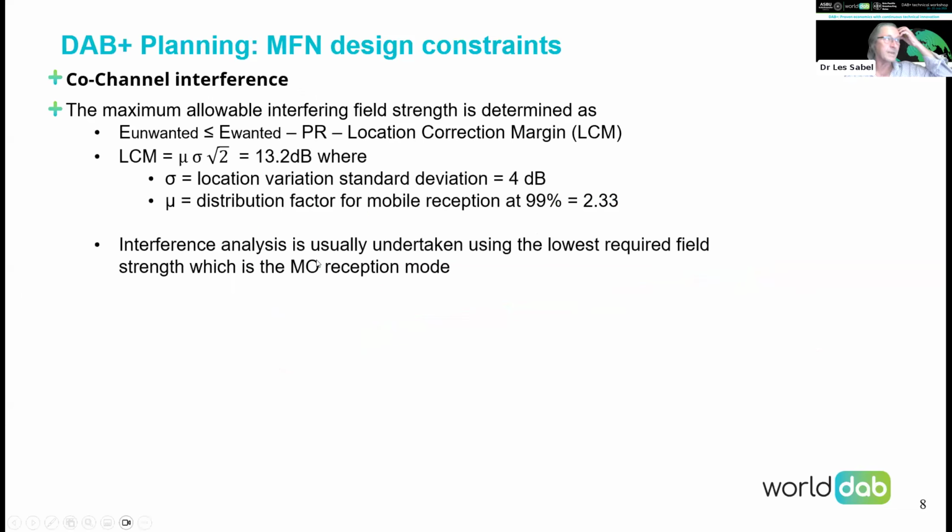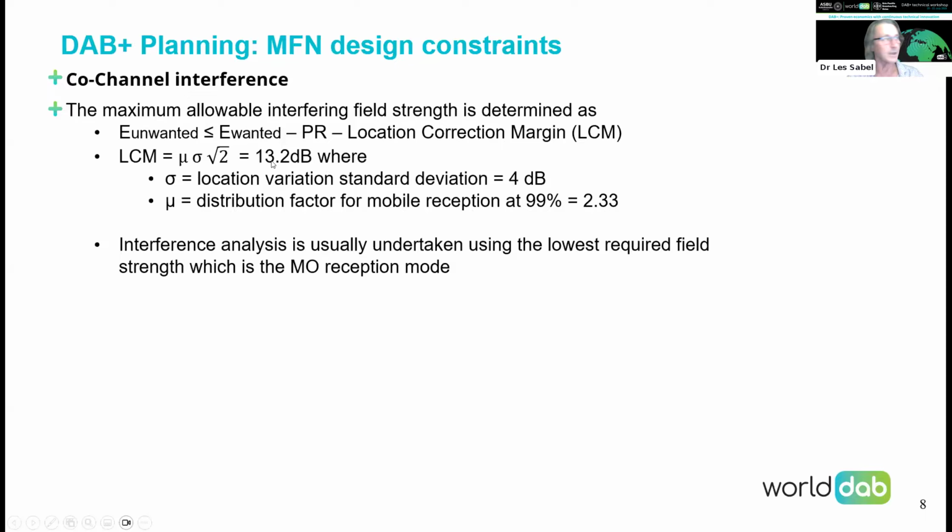So we can calculate that. The maximum allowable interference field strength is determined as the unwanted value. Unwanted field strength must be less than or equal to the wanted field strength minus the protection ratio, which is 12 dB, minus the location correction margin. And we calculate that location correction margin with the formula we have here, where sigma is the location variation standard deviation, and mu is the distribution factor for mobile reception at 99%, which is 2.33. And if you calculate that, it turns into 13.2 dB.